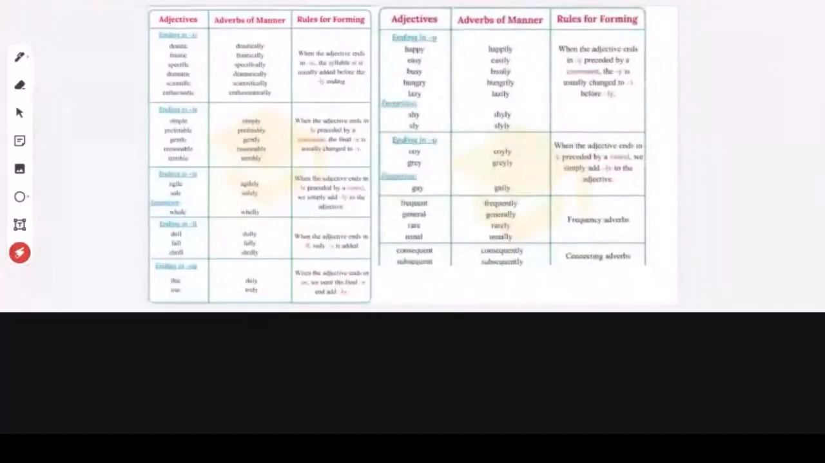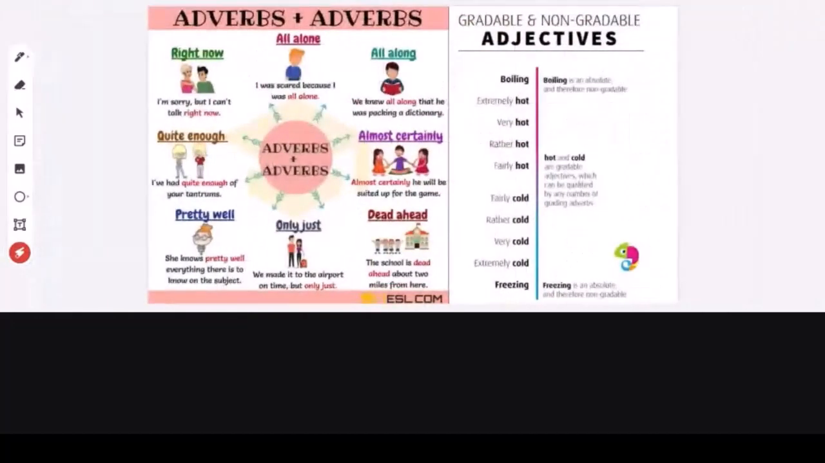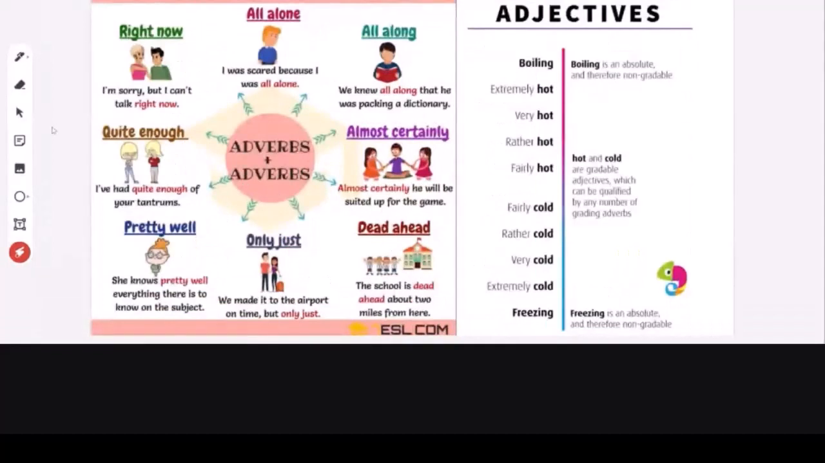Relative positions. This is just the spelling, and here, this is what I mean. Okay, so here are some examples of the adverb plus the adverb. All alone, right now, quite enough, pretty well, only just, right? Dead ahead, almost certainly, all along. These are adverb and adverb, right? They modify the adverb.